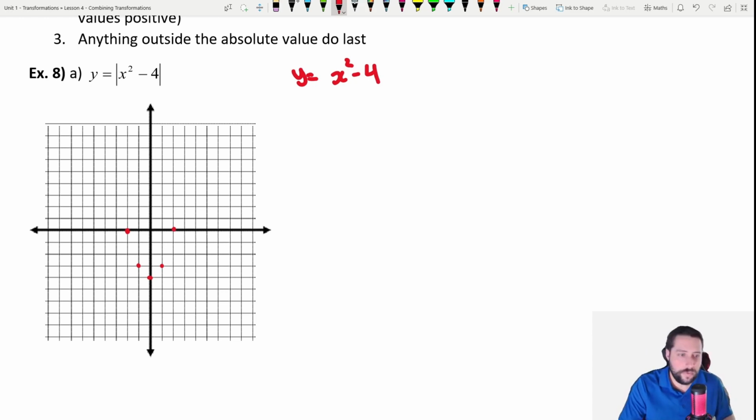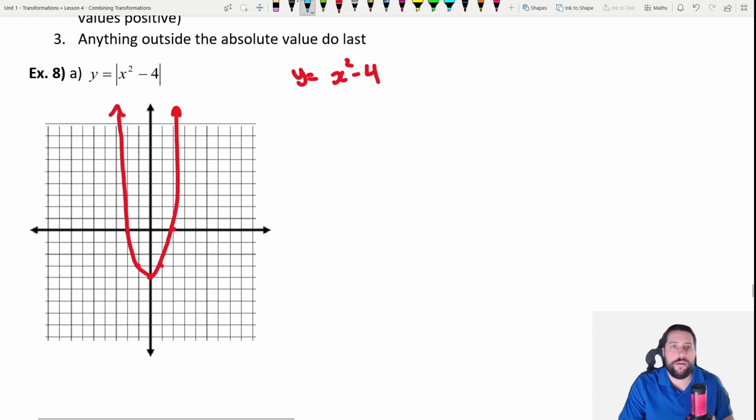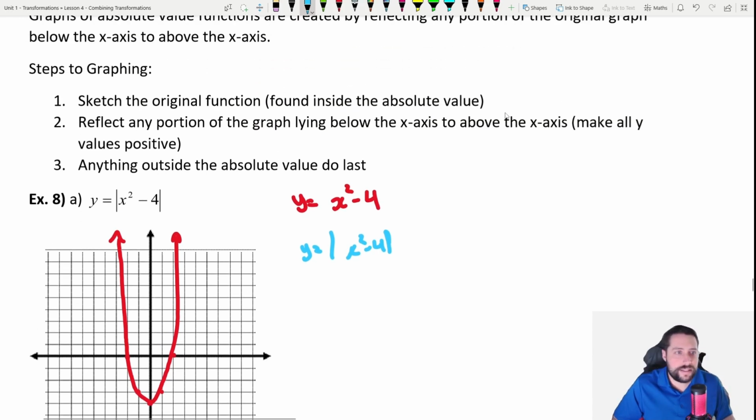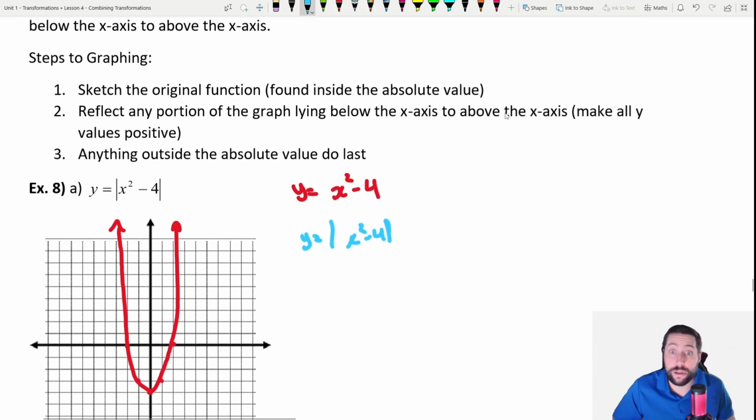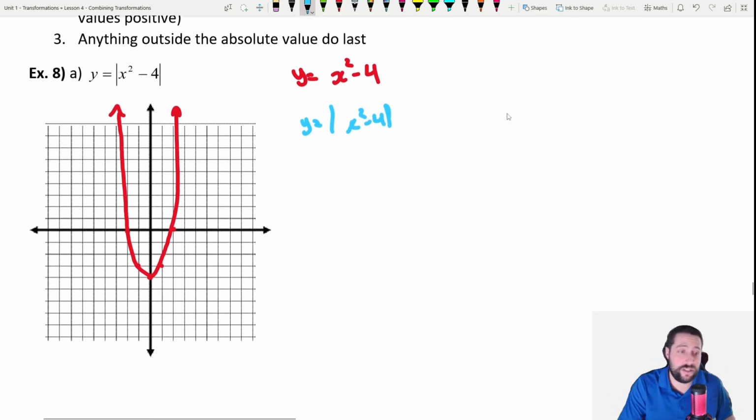Okay? So it's going to come down, right? Same kind of graph as you've made previously. Okay. So that is your y is equal to x squared minus 4. But your absolute value of x squared minus 4, again, says reflect any portion of the graph lying below the x-axis to above the x-axis. So everything that's below will be reflected up. You're going to have the same x-intercepts, but these y values that are below will actually come up. So instead of it being at 0 and negative 4, it's going to be at 0 and 4.